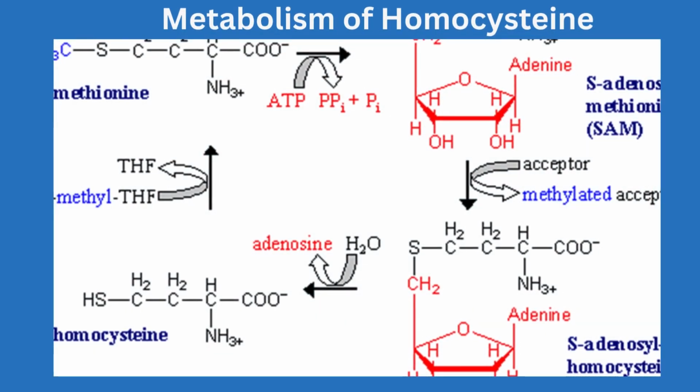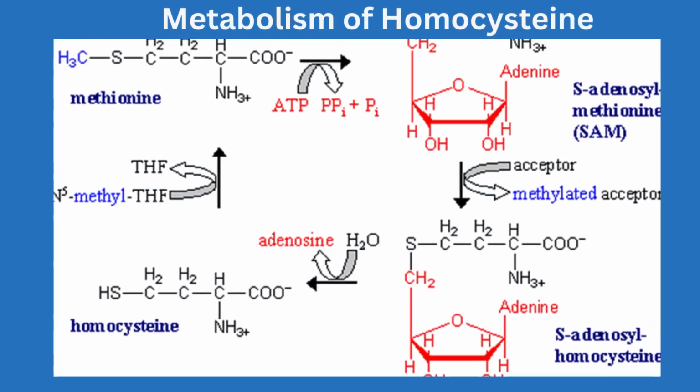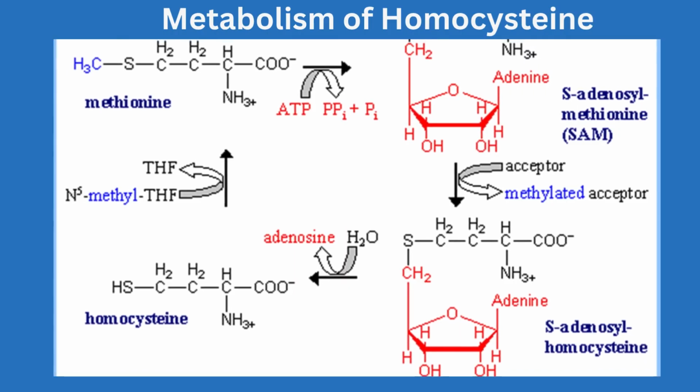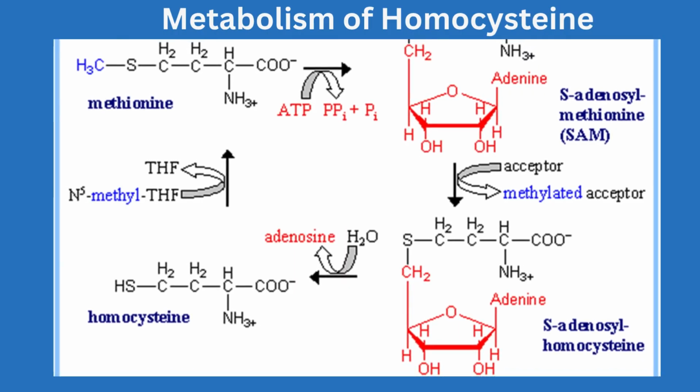Now, let's talk about how homocysteine is generated in the body. Methionine adenylyl transferase, MAT, catalyzes the reaction between methionine and ATP to form S-Adenosylmethionine or SAM, a very important methylating agent in the body. When S-Adenosylmethionine methylates an acceptor, this leads to the production of a methylated acceptor and the production of S-adenosylhomocysteine, as indicated on the slide.